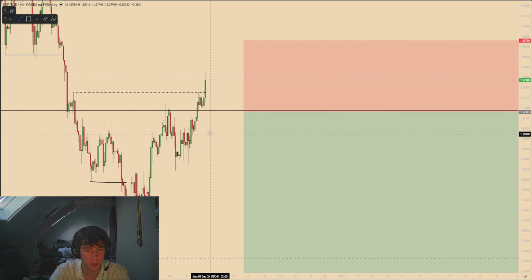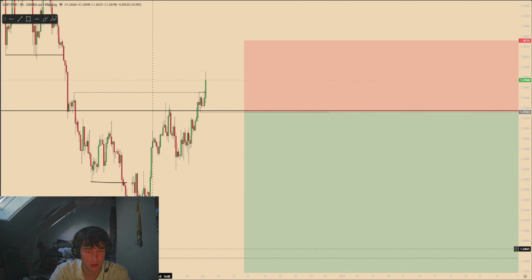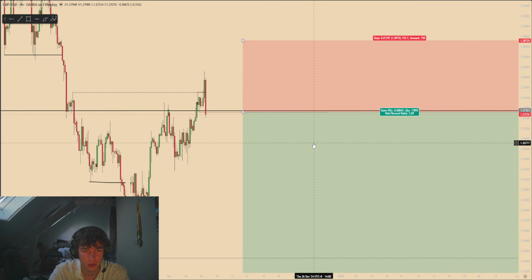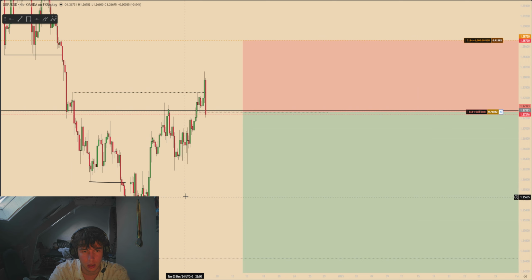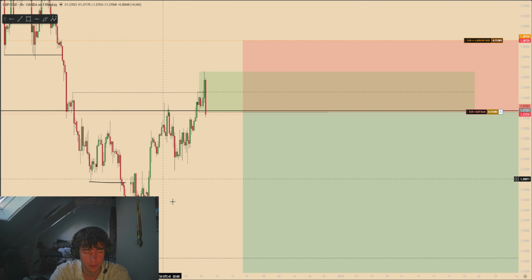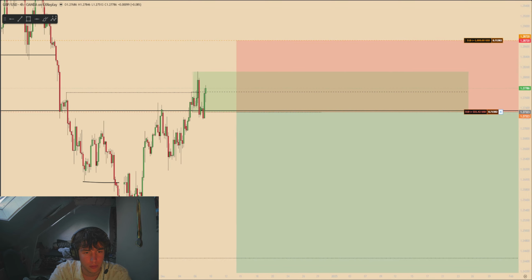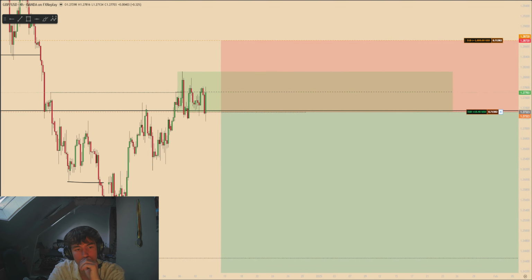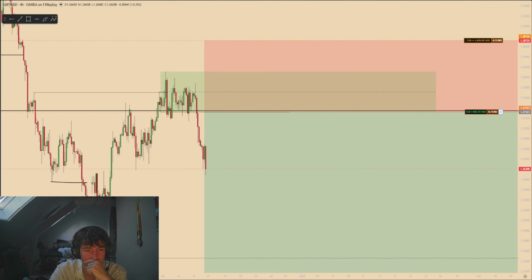So we have a break up. This is now the change of character low. Let's see if we do. Oh, okay. We get it with a strong reaction. So this now should be a very nice supply zone. So we see the entry on the supply zone.